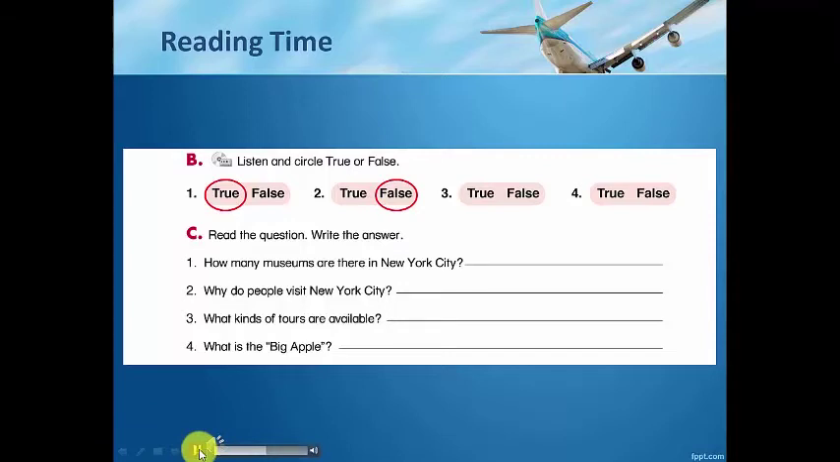Number 3. Carnegie Deli is the world's largest department store. That's false. Because we said that Macy's is the world's biggest department store, not Carnegie.